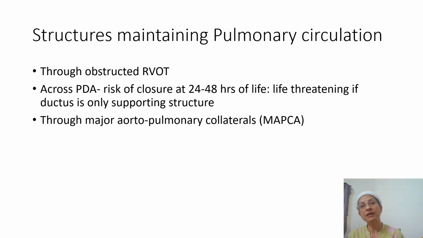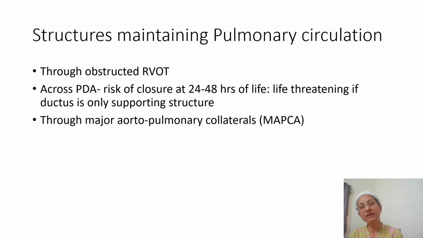Now we have to understand the embryology a little bit to understand how the various structures in the cardiovascular system are maintaining the pulmonary circulation. One thing could be that the pulmonary vascular bed is getting the blood only through the obstructed RVOT. That's one situation. Second situation could be if the RVOT is completely atretic, or there is a severe stenosis, then some other structure is needed to pump the blood into the pulmonary trunk. These could be of two types.